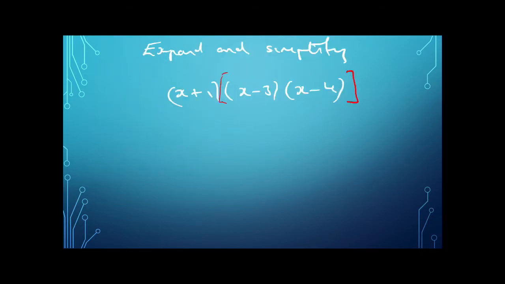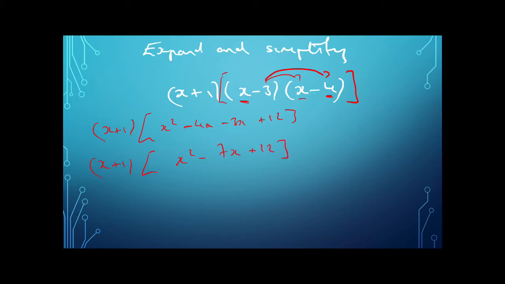Okay, so we have 2 negatives here, and then we'll multiply by x plus 1 afterwards. So x times x is x squared, x times negative 4 is negative 4x, negative 3 times x is negative 3x, and negative 3 times negative 4 is positive 12. We get x squared minus 7x plus 12 in the middle. So we can multiply by x and then by 1.